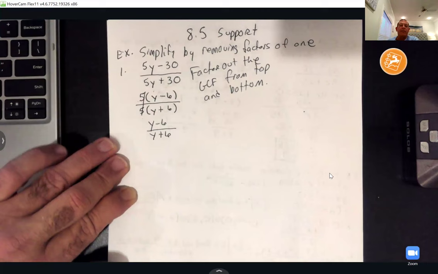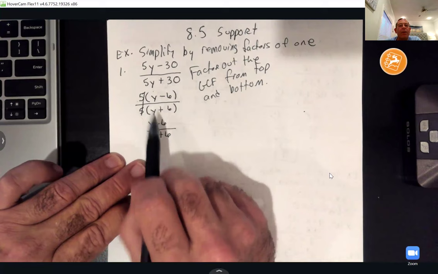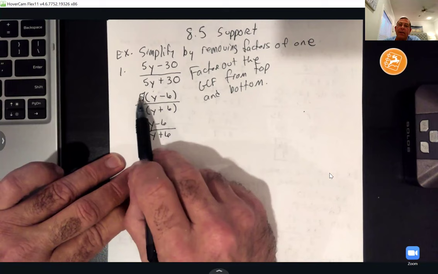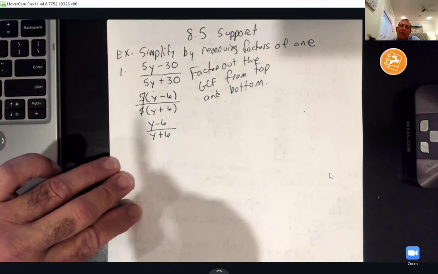Now, y'all, what you cannot do, we cannot cancel out these y's because they're being added and subtracted. You can only cancel out a y minus 6 with another y minus 6. But you cannot cancel out them y's. See, the reason we can cancel out the 5's is because they were their own factor. So this whole thing is a factor. So the only reason why I can cancel those out, and you'll see in a second, is with the whole factor.